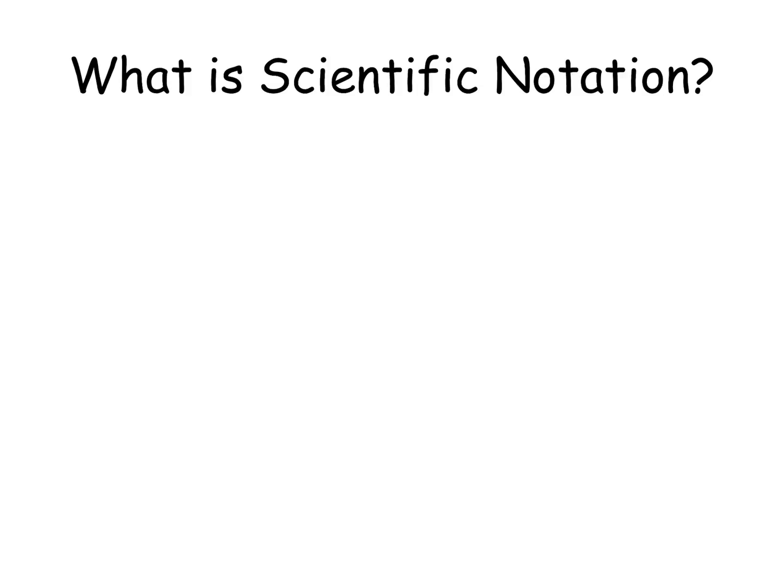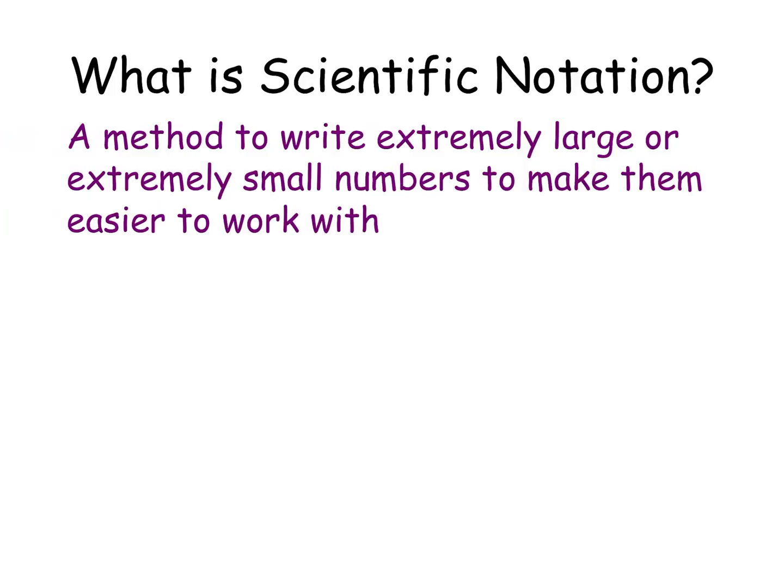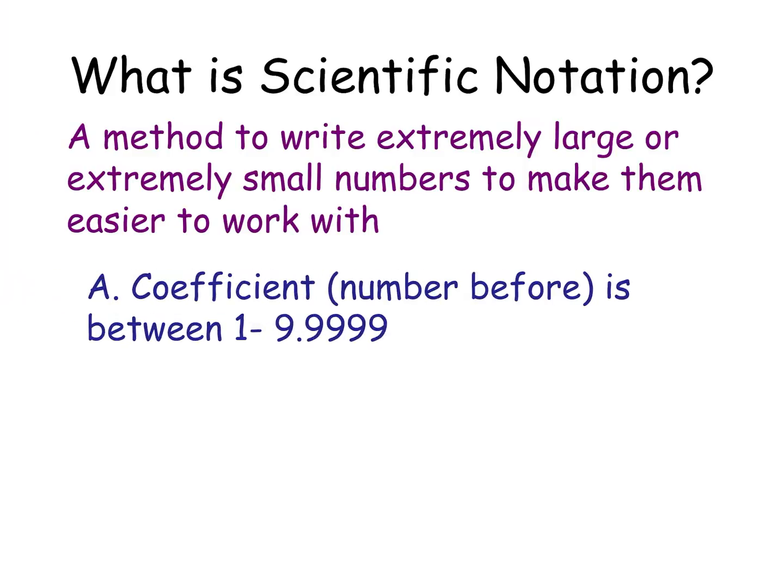So, what is scientific notation? Scientific notation is a way to think about numbers to kind of make them easier to deal with. They're either really big or really small. Those are usually the times we talk about scientific notation, although you could put any number into scientific notation that you want. So, really big or really small, it makes them easier to work with.